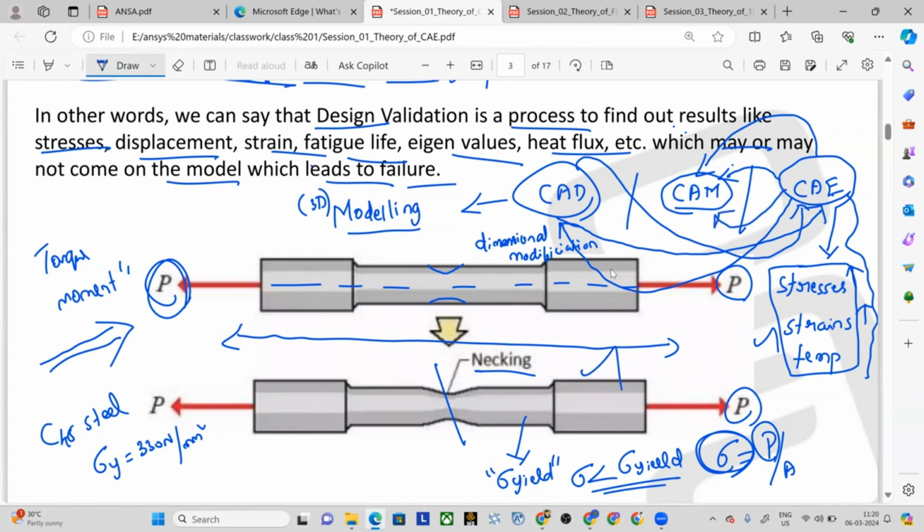Okay. If not the case, then he'll modify the dimension. Like for example, he might increase the diameter, the cross-sectional diameter, so that it might give some stability. Okay. Or he might take some other necessary action, modifying the geometry, so that sustainability is achieved.